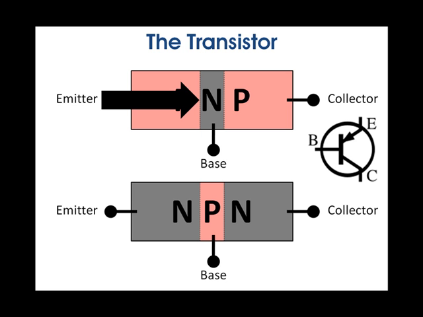Okay, the NPN also has a symbol, and notice the arrow points towards the emitter because the emitter is N-type material, and that is the direction of conventional current flow. The reason I like to point out that the arrow points to the N-type material is that's how you remember what these symbols are. So when you see that top symbol, the arrow points to the base, which is N-type, so it's PNP. The bottom symbol, the arrow points to the emitter, therefore it's NPN.